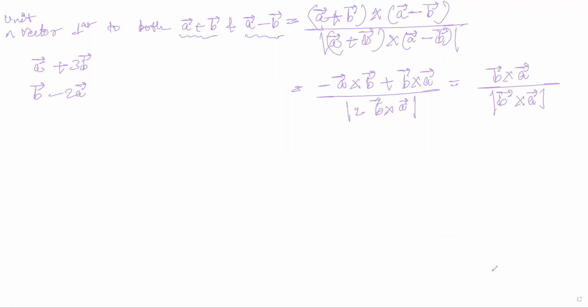Let's solve question number 3. If a unit vector A makes an angle pi by 3 with i, then pi by 4 with j, and an acute angle theta with k, then find theta and A. Can you guys solve it?